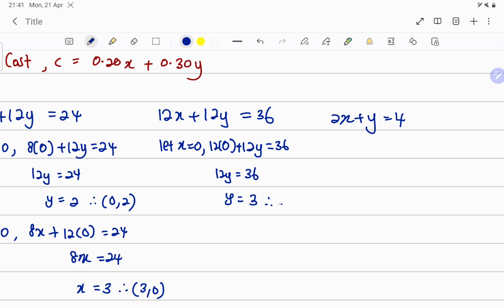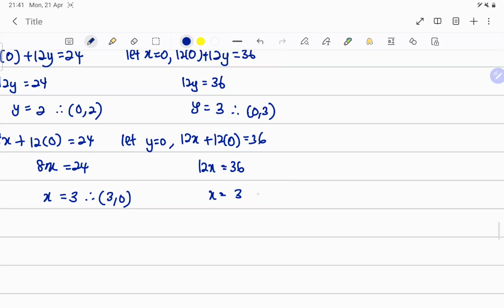So one coordinate that you will get here is 0, 3. Okay, another one, you let y equal to 0. So you substitute inside this, and then you're going to get the same thing as well. So 12x equal to 36, x is equal to 3. So one coordinate you will get from here is 3, 0. So 0, 3 and 3, 0.